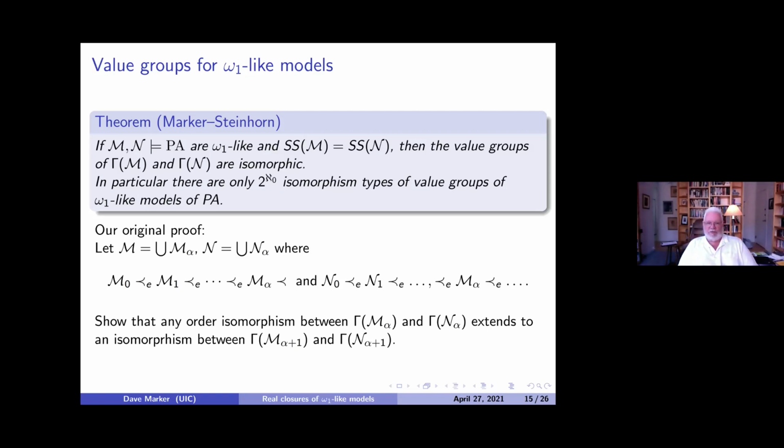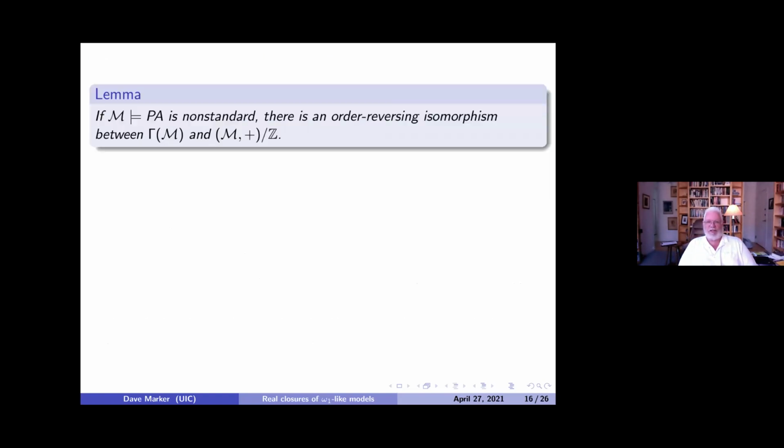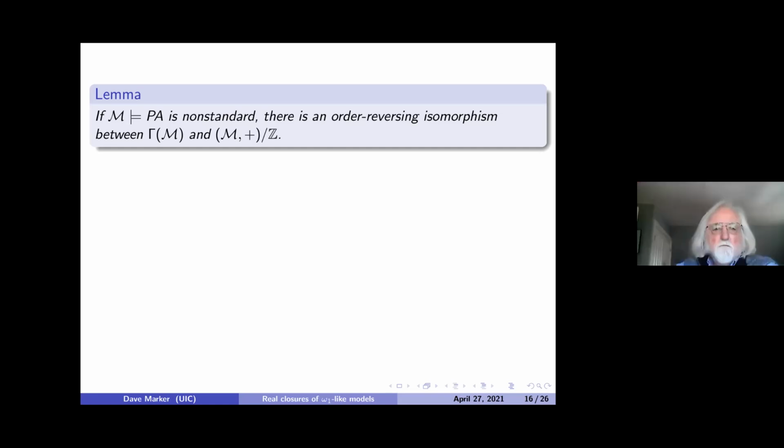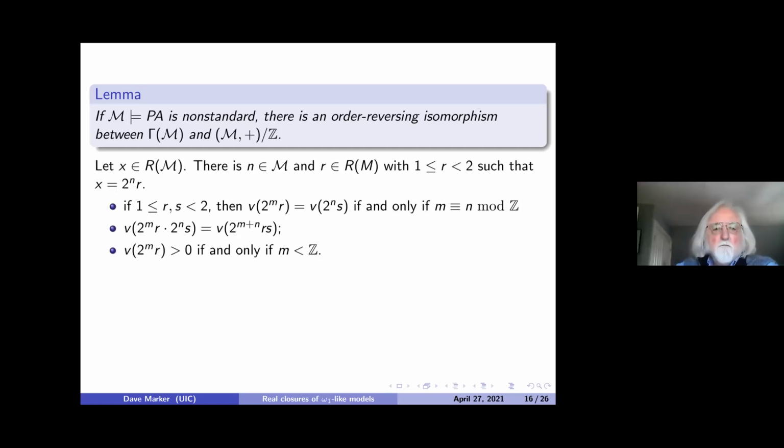Okay, so that can be done by brute force, but there's a more elegant way to do it, and it sort of gives you a picture of what the value group is. It says that if you have a non-standard model of PA, then up to reversing the order, the value group is really intrinsic to the model of PA. You don't have to go through the real closure. You just take the additive group and mod out by Z. And this is very easy.